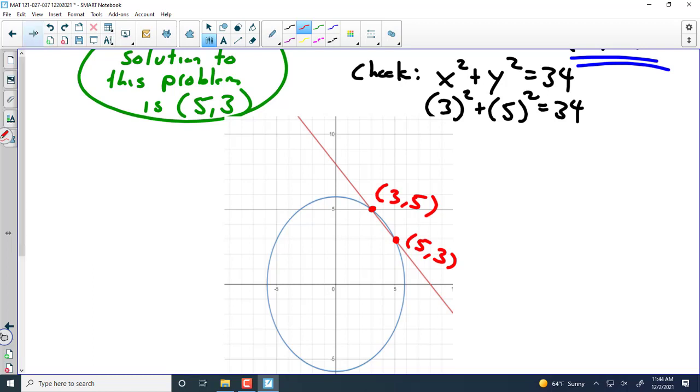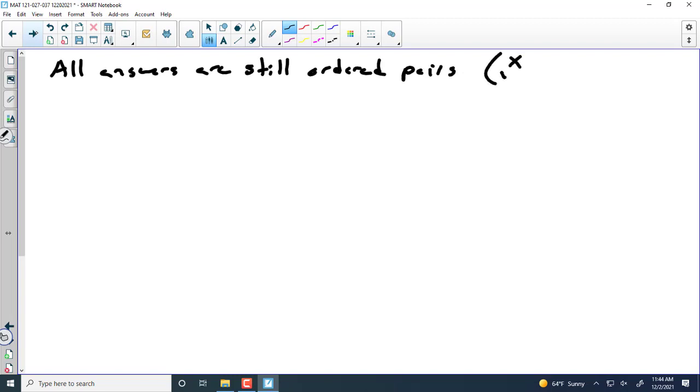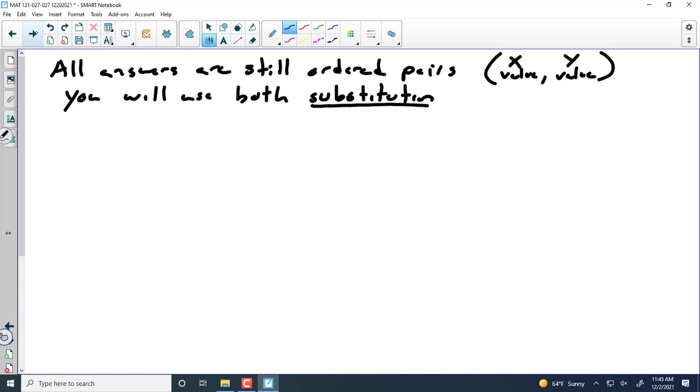All right. Let's try this one. All answers are still ordered pairs with the x value first and the y value second. You will use both substitution and addition/elimination. Both of those techniques are going to come up in this section.